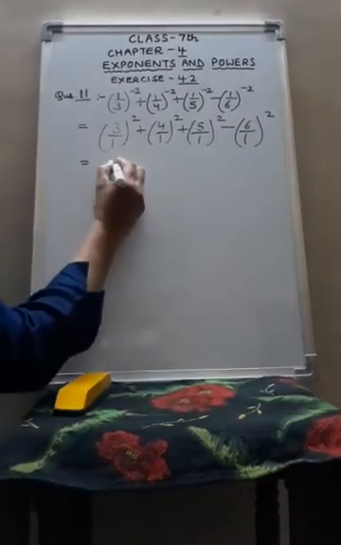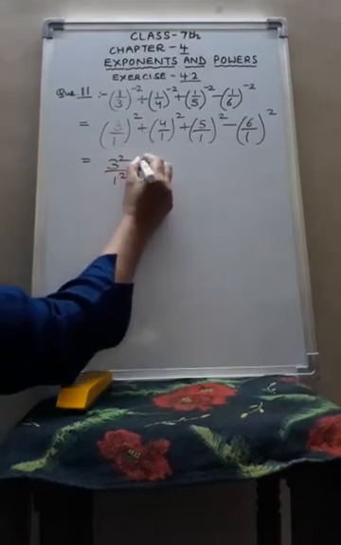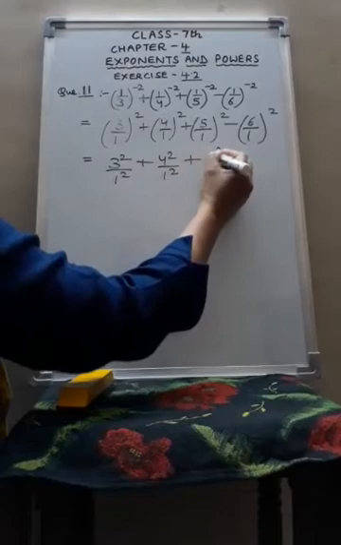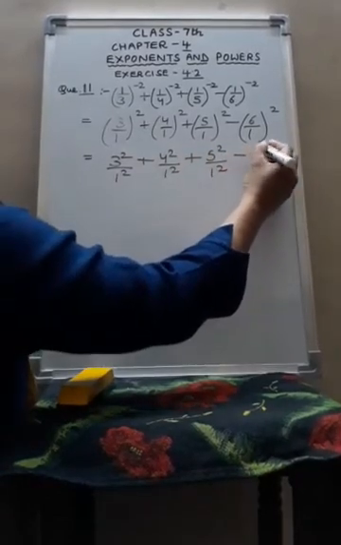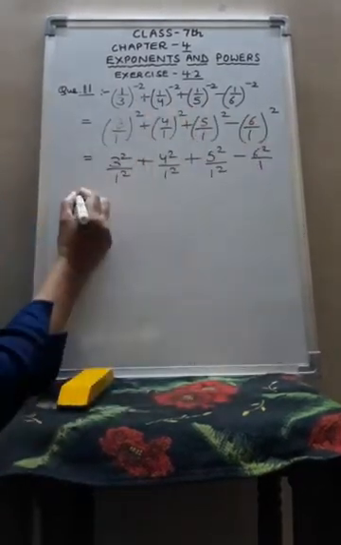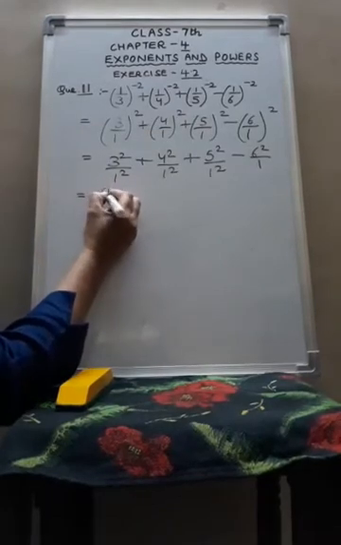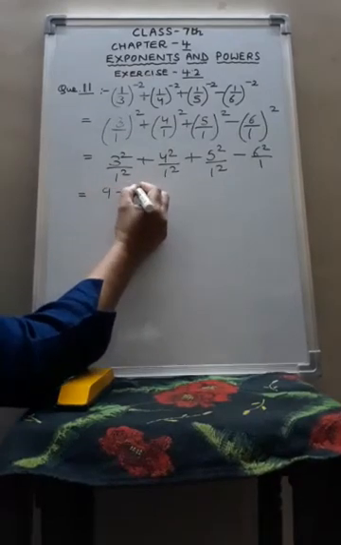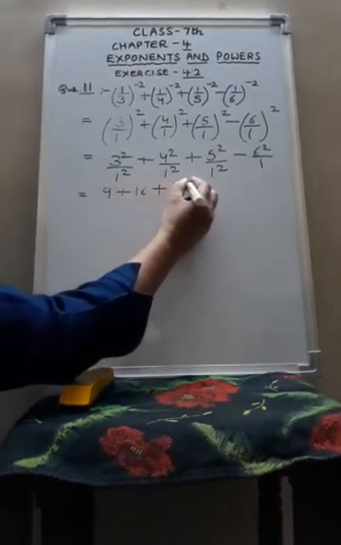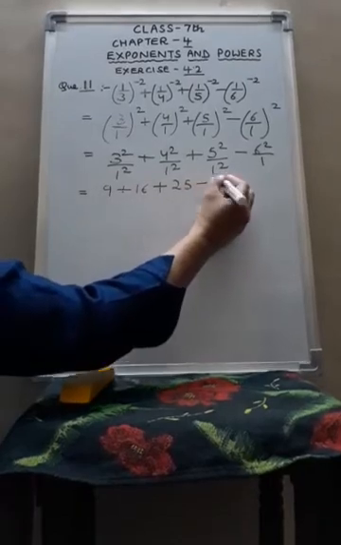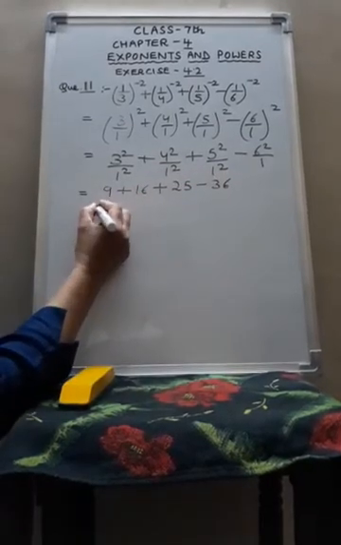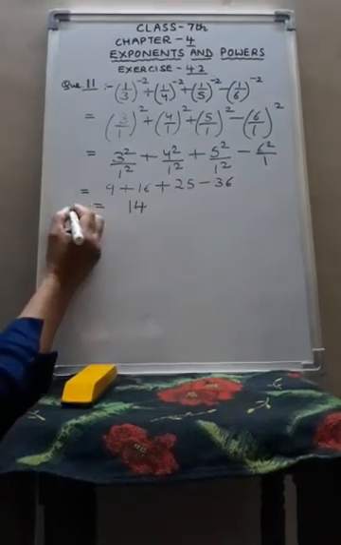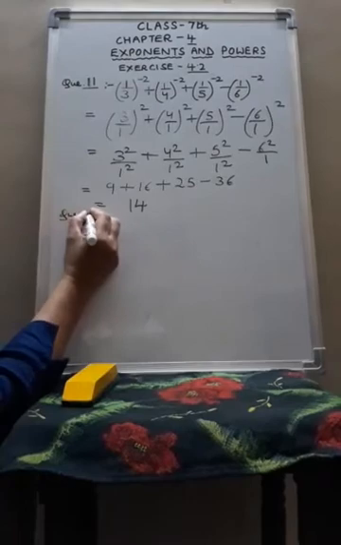So we can separate the powers. 3 square upon 1 square plus 4 square upon 1 square plus 5 square upon 1 square minus 6 square upon 1 square. Now what is 3 square? 3 3s are 9, 9 upon 1. So we can neglect this 1, plus 4 square is 16, 5 square is 25, and minus 6 square is 36. So it becomes 14. 14 is the answer.